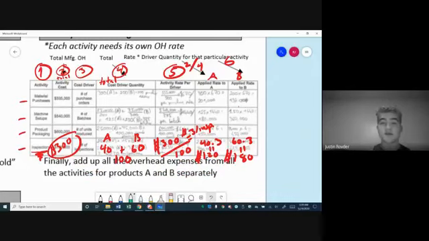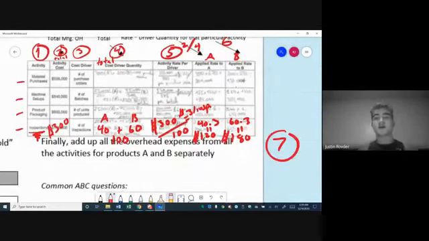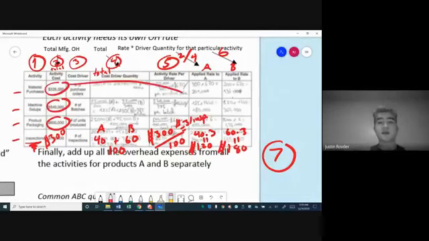So those are steps 1 through 6. So the final step is step 7. And we're going to put that down here. So we figured out the overhead from inspections that goes to product A and B. Now we just need to do that for each one of these activities overheads. We need to apply them to A and to B by following these same steps.